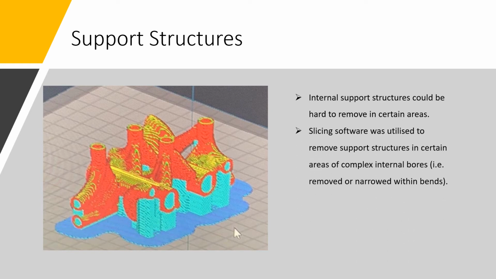A slicing software was found which allows particular support structures to be reduced in size or even removed from the design as required. The support structures were reviewed and several internal support structures altered, particularly within bends in the channels, as these would be hard to remove during the post-processing phase.